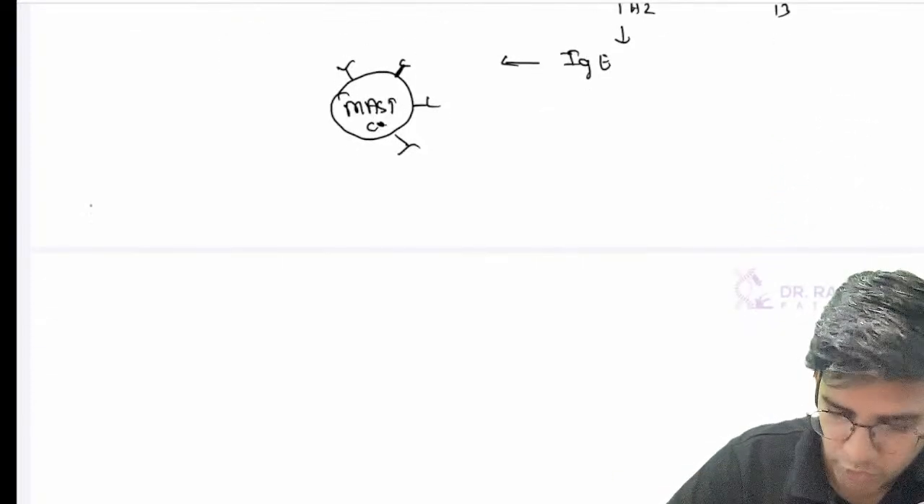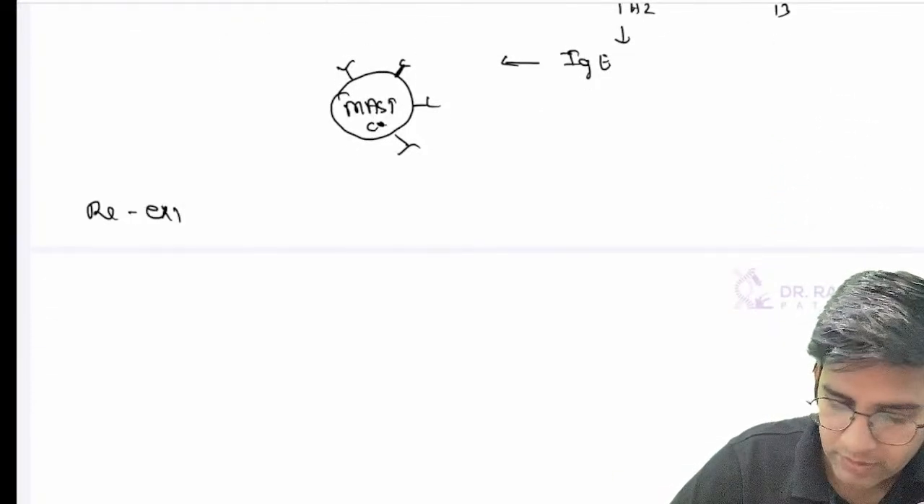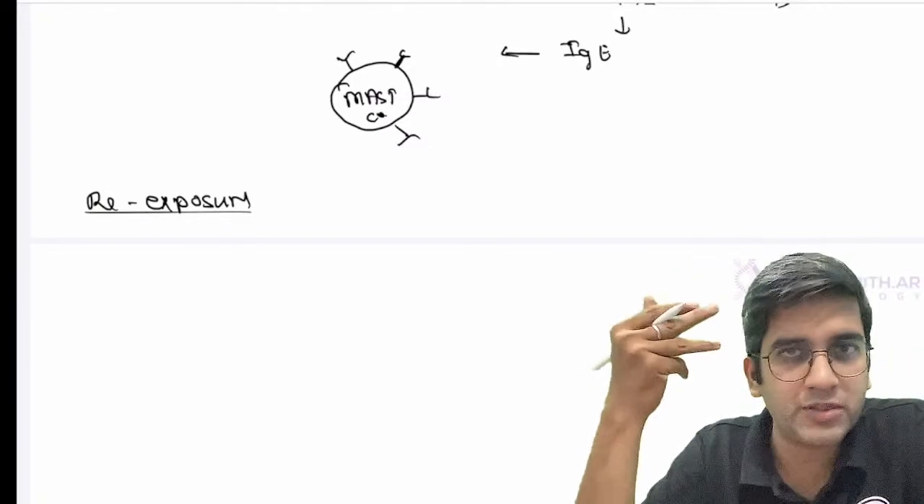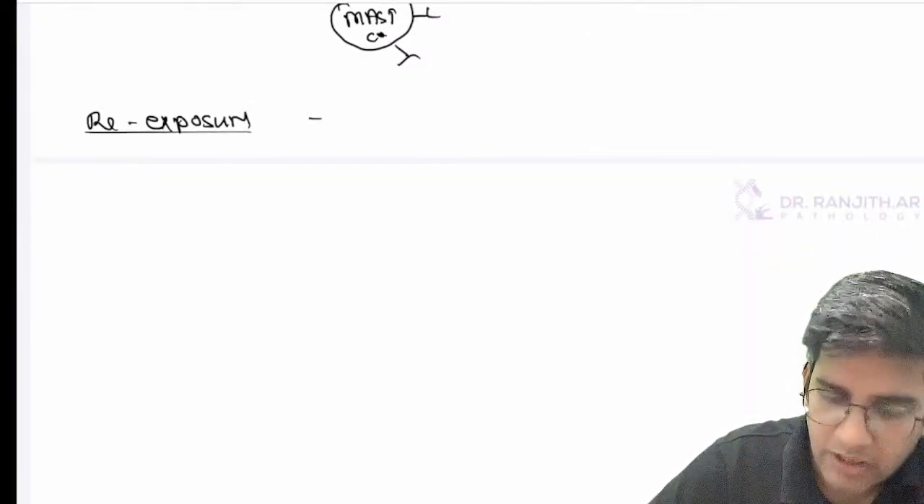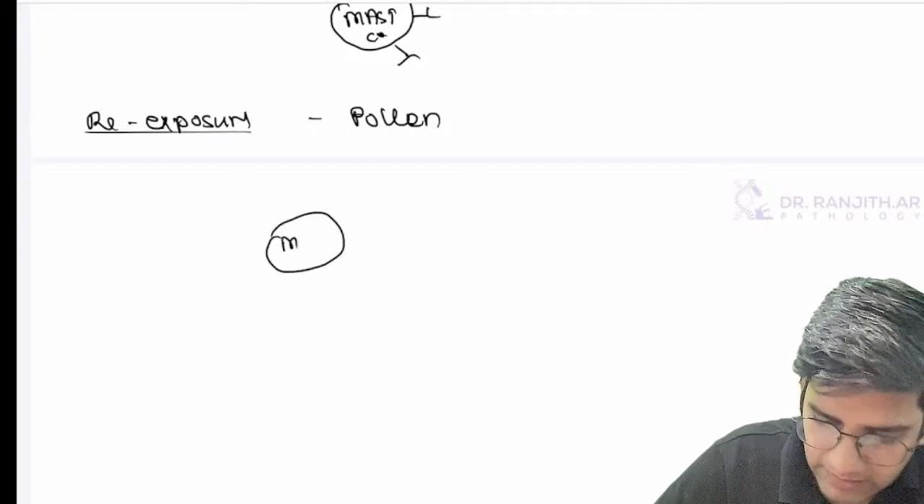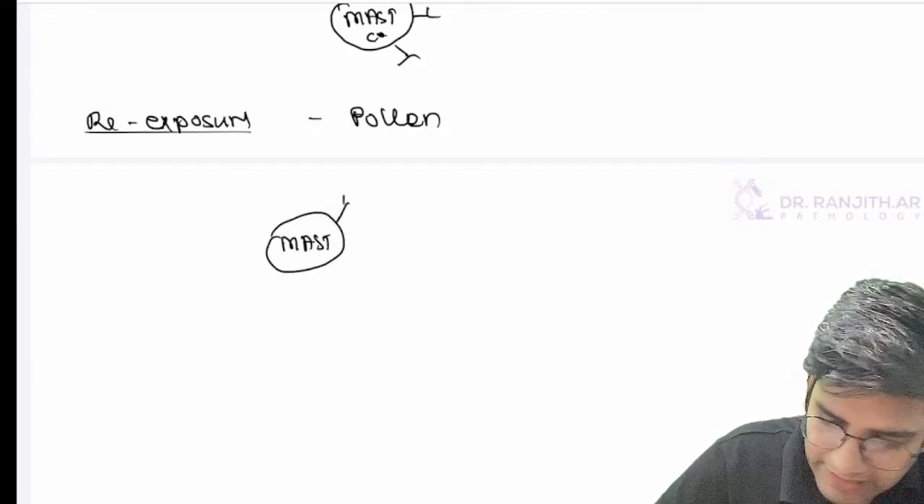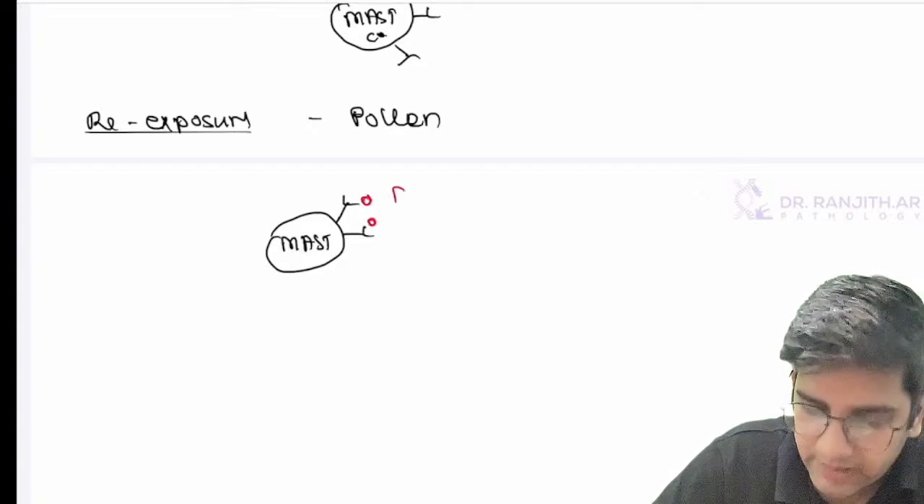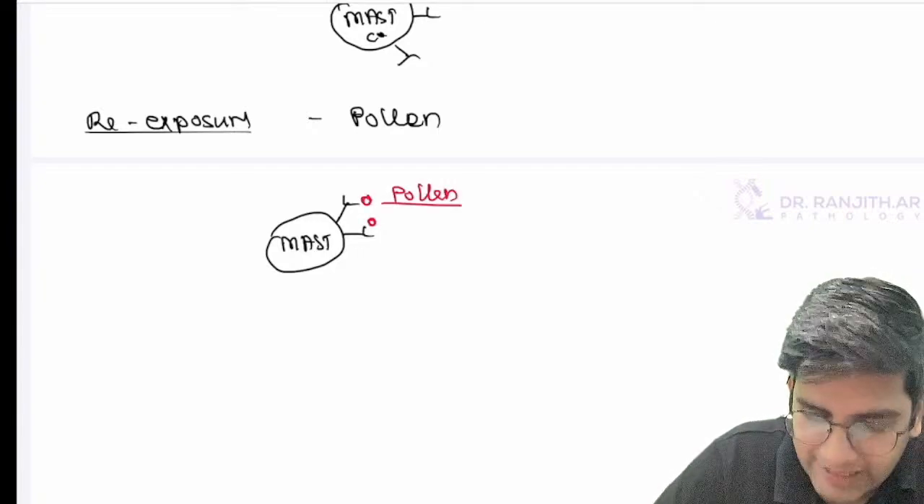Then re-exposure. Second time exposure, what happens? Will I have more antigen? Yes. Re-exposure, again with the same antigen, pollen grain. I already have a mast cell which has antibody on the top of it. The pollen comes and sits on them, right? So now I have an antigen antibody reaction.